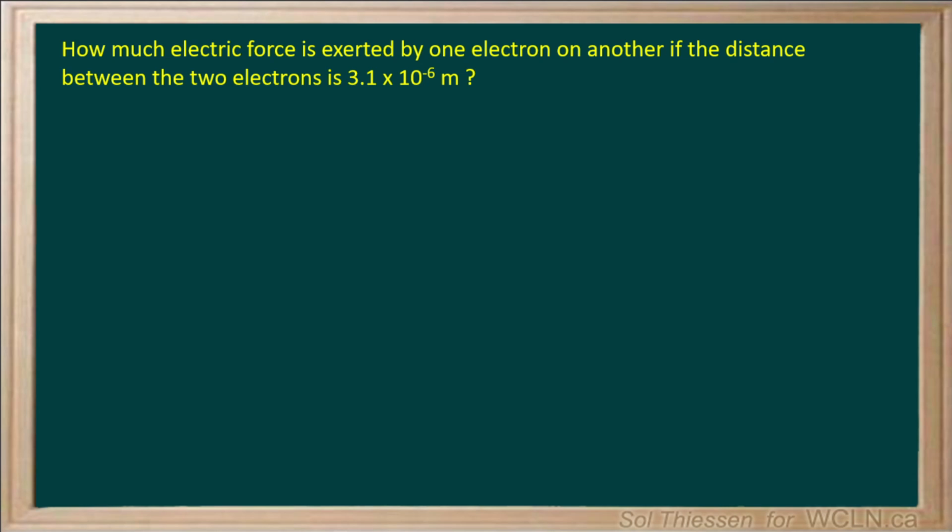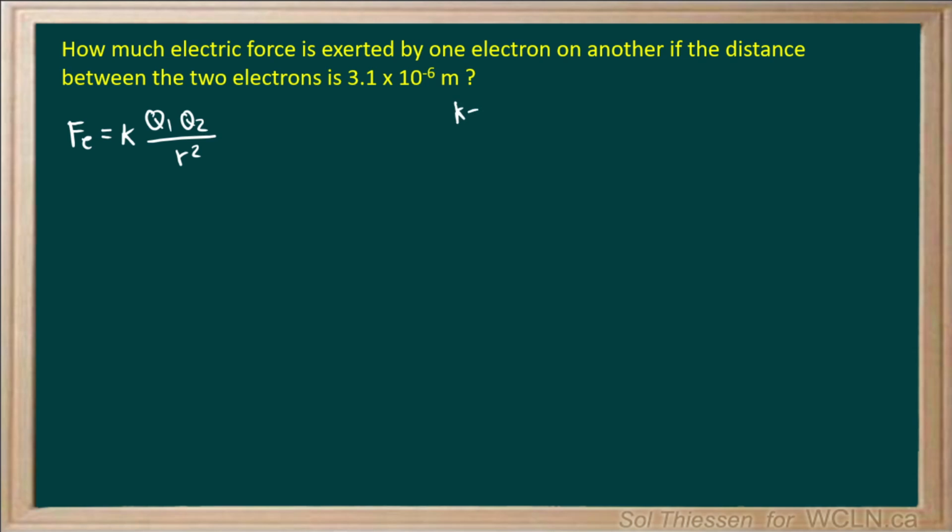Okay, so to solve this problem, we have to employ Coulomb's Law, which tells us that the electric force acting between any two charged objects will be k, the Coulomb constant, times Q1, the charge of one object, times Q2, the charge of the other, divided by r squared, where r is the distance between them.